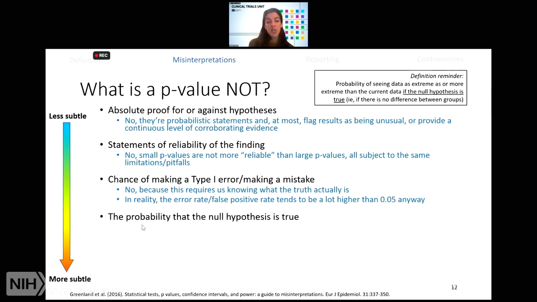The next misinterpretation is defining it as the probability that the null hypothesis is true. And again, no, we already assume under that framework that the null hypothesis is true. We're assuming no difference between the groups. And p-values, strictly speaking, are not hypothesis probabilities, they're data probabilities, the likelihood of seeing data.